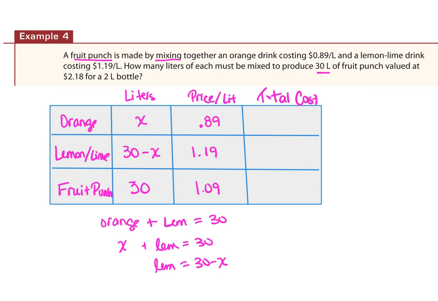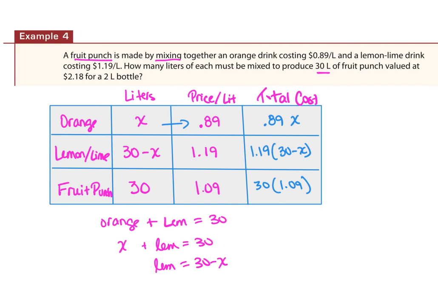If I want to know how much the orange drink's going to cost me, I have to multiply the liters times how much it is per liter. So I'm just going to multiply straight across. 0.89 times however many liters I have is how much my orange drink is going to cost. My lemon lime drink, well, that's going to be $1.19 times however much lemon lime drink I have, right? And then my fruit punch is going to be 30 liters at $1.09 per liter, right? Does everybody see that?